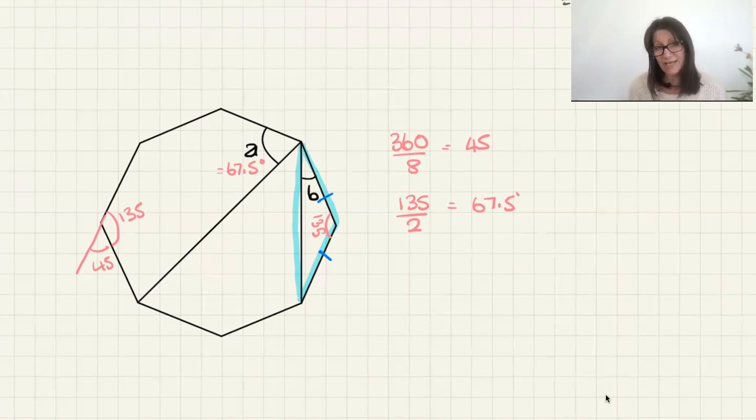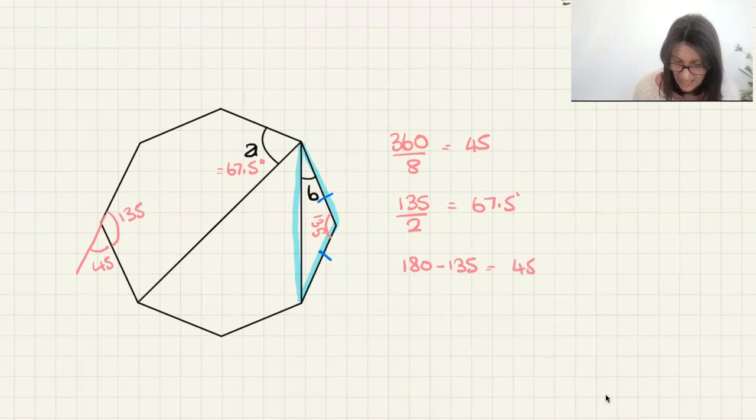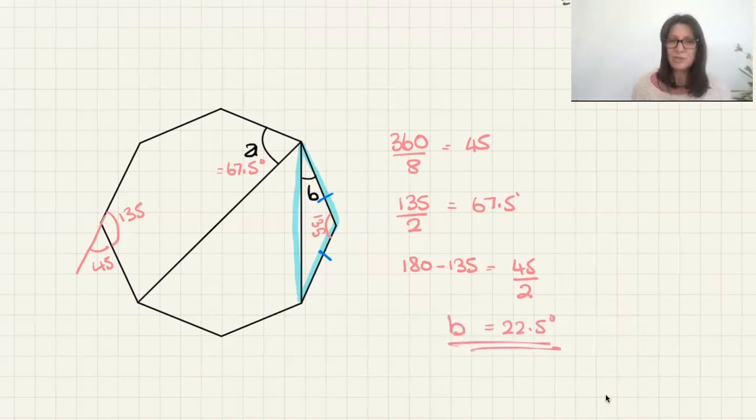And all I now need to do is use my knowledge of triangles. 180, take off the 135 will give me 45. And that 45 degrees needs to be shared out between these two. So I divide by 2 and my final answer is 22.5 degrees. So B is equal to 22.5 degrees.